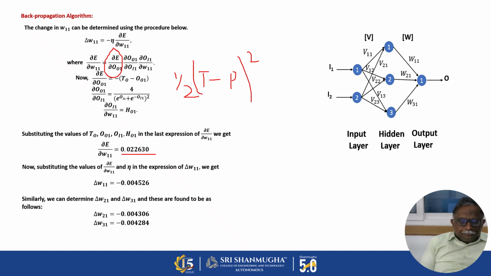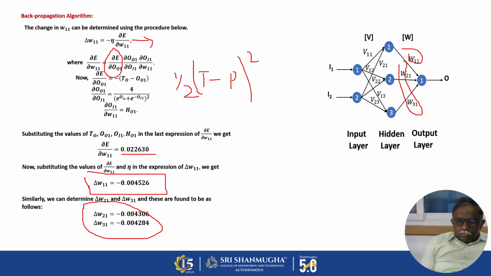When you apply this with the learning rate given in the problem, we will be able to calculate the delta W11. Similarly, we can calculate the other changes in weights. This one we have calculated in the problem, and the others can be calculated in the same way.